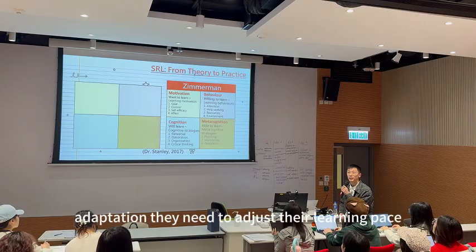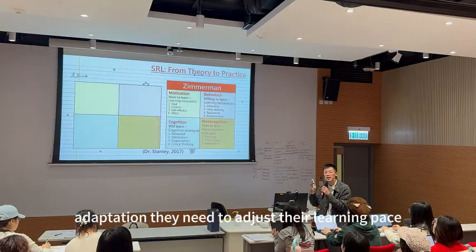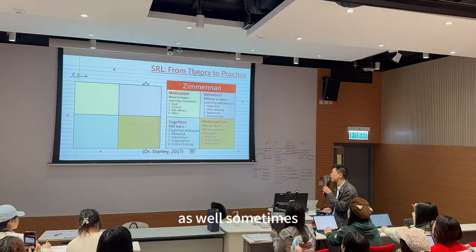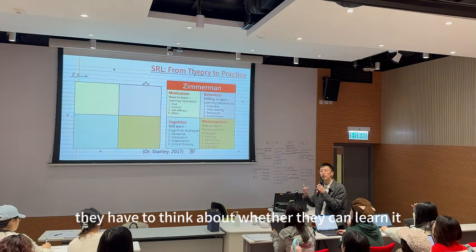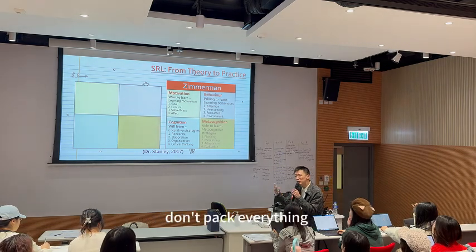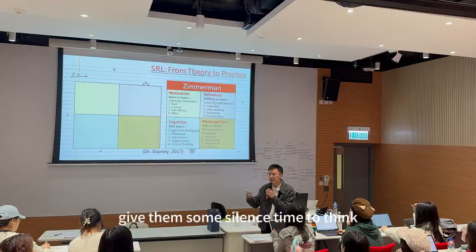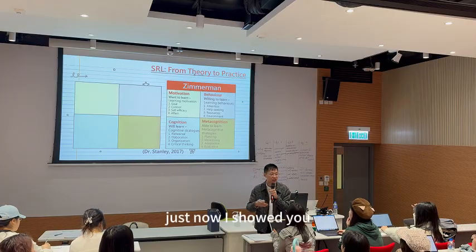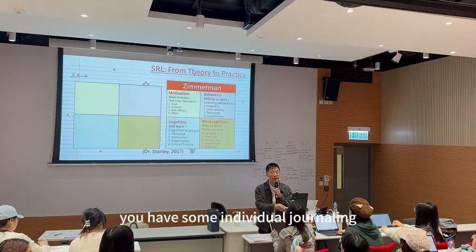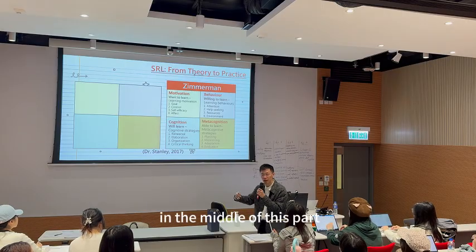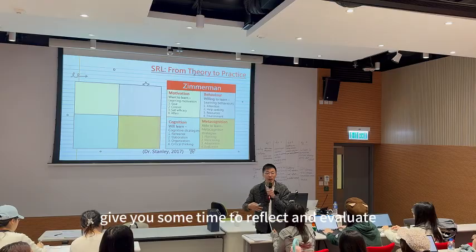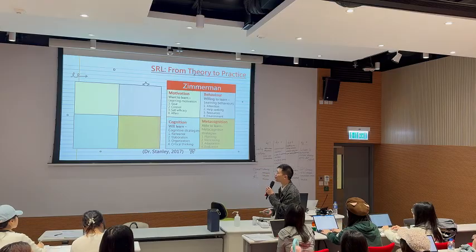Okay? Adaptation. They need to adjust their learning pace as well sometimes. And then evaluation. They have to think about whether they can learn it. So in the lesson, don't pack everything. Give them some silence time to think. Just now, I showed you. You have some individual journaling, right? In the middle of this part, I'll give you some time to reflect and evaluate.